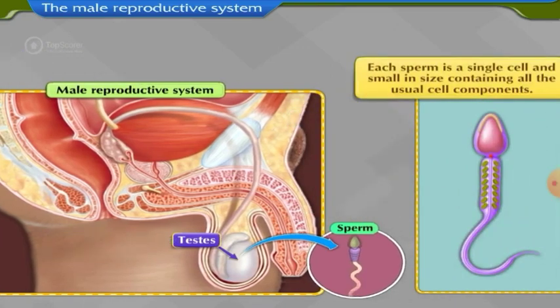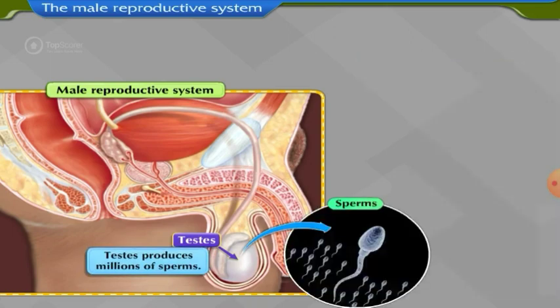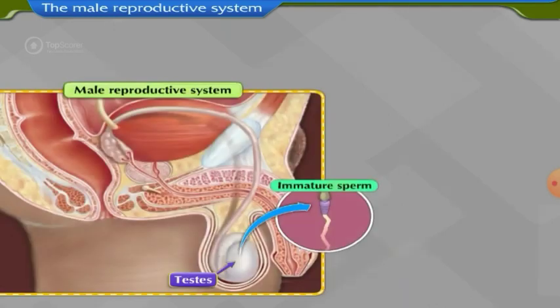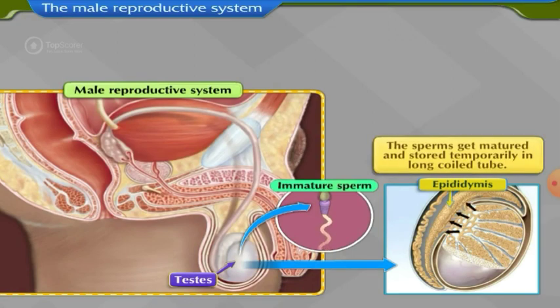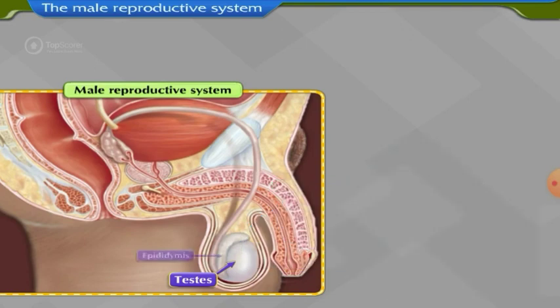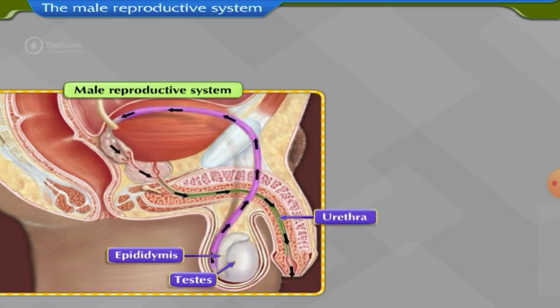Each sperm is a single cell and small in size, containing all the usual cell components. Testes produce millions of sperms. The immature sperms formed in testes travel into a coiled tube called epididymis. The sperms get matured and stored temporarily in this long coiled tube. From epididymis, the sperms are carried to the urethra through a long tube called vas deferens or the sperm duct.